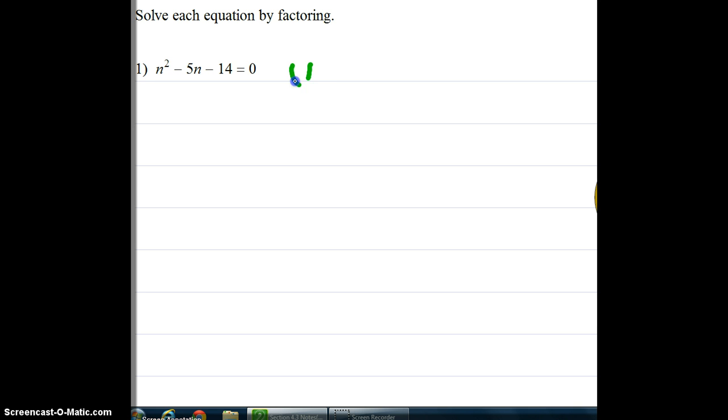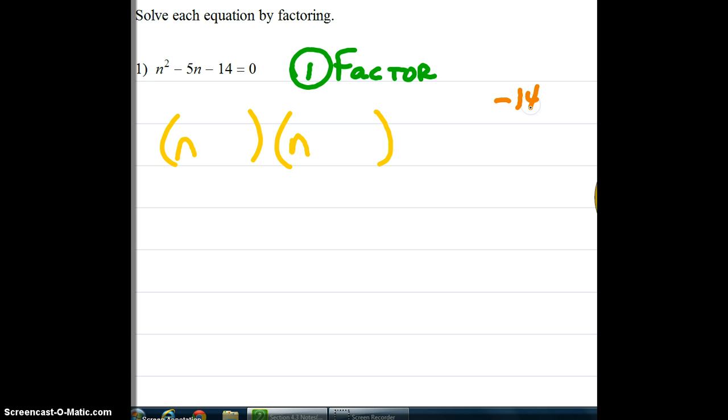And the first concept that you should use is factor. So remember, when we are factoring a trinomial, we try to look for the factors of AC, which in this case are negative 14, that add up to negative 5. So I would choose negative 7 and a positive 2. So if we put our factors in, we get the factorization of our quadratic.